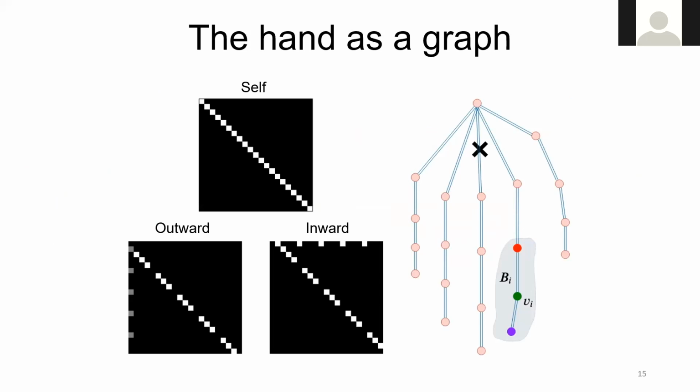The hand center of gravity is marked by X, and we divide the graph links into 3 subsets. First, self-connections. Second, inward connections, indicating links facing away from the center of gravity. And last, outward connections, which is the opposite of the inward connections definition.